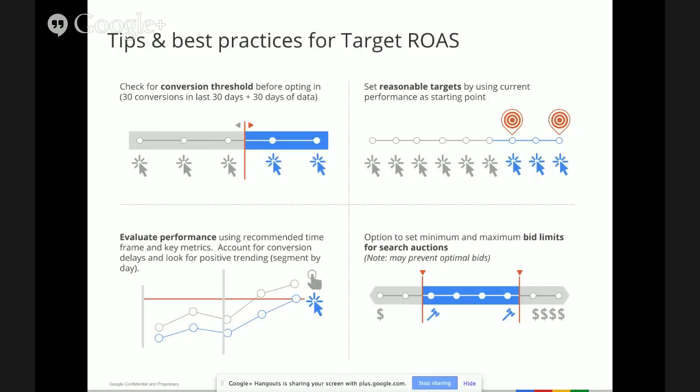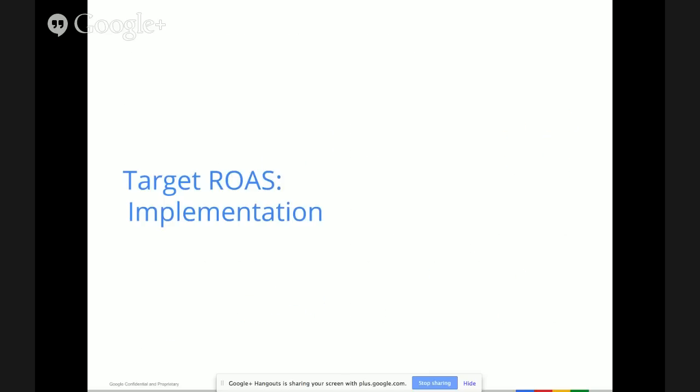And the last piece, and this is more specific for search, but I wanted to touch on it anyway, is that you do have the ability to set bid limits. So in the shared library, you can give us a max CPC that you'd be willing to pay or a minimum CPC, and we'll try to operate within that.